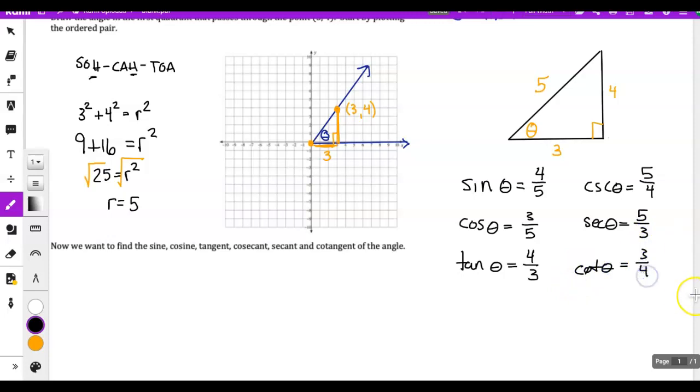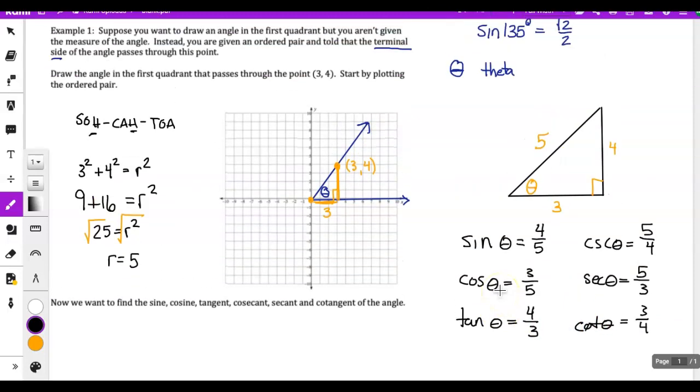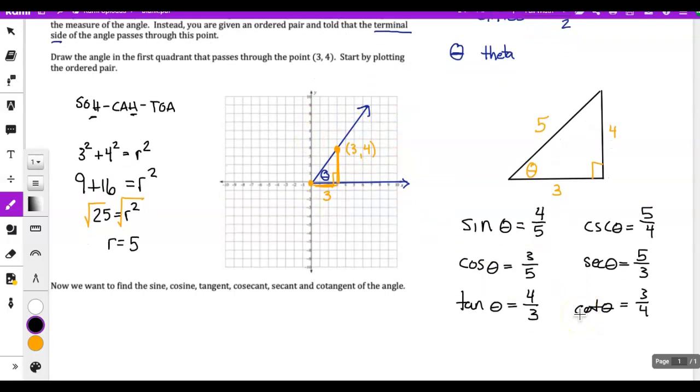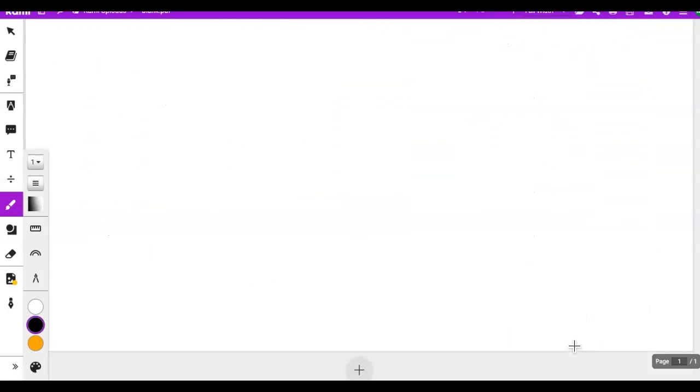And so that's just another way to find all of the trig values of an angle if you're not given the angle. So what you'll be given is a point on the terminal side of the angle. So where the angle ends, you'll be given a point that it goes through. And then all you have to do is draw it so that you have a right triangle, and then find the missing side of the right triangle, depending on what it is. And then just set up your SOHCAHTOA ratios. Okay? So I'll do another one with you.